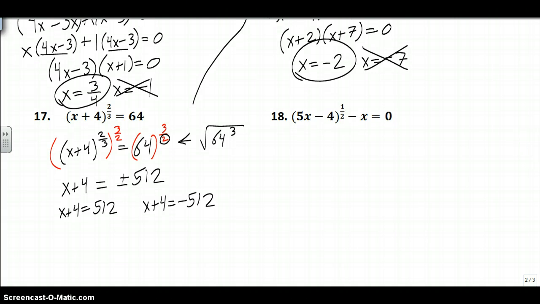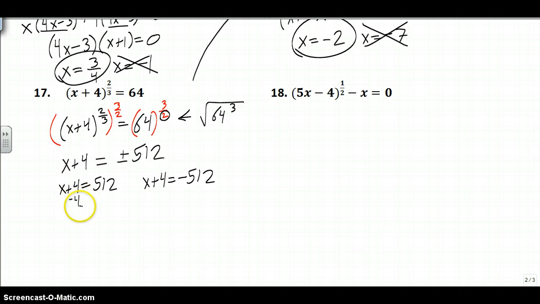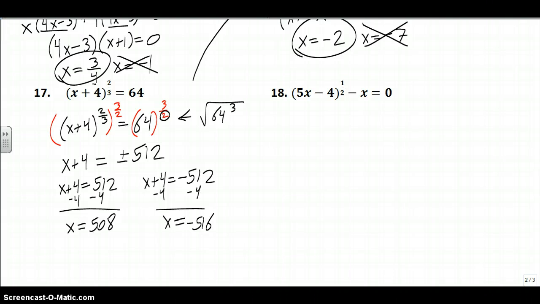Okay. Either way, you're going to subtract 4 from both sides. This one gives you x equals 508. This one gives you x equals negative 516. Try them out, of course. 508 plus 4 is 512, and 512 to the 2/3 power is indeed 64. So 508 works.